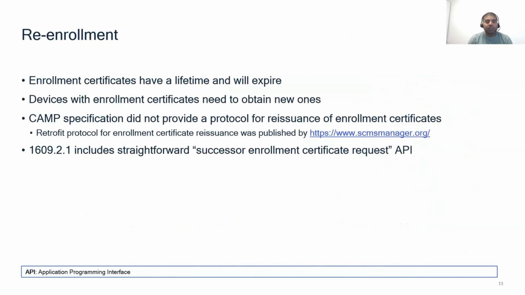The next topic of enhancement in 1609.2.1 is re-enrollment. As you might be aware, enrollment certificates have a lifetime and they expire. So the devices with enrollment certificates need to obtain new ones when the existing enrollment certificates are about to expire. The CAMP specification did not provide a ready protocol for reissuance of enrollment certificates. However, there have been some retrofit protocols designed and published by scmsmanager.org. In 1609.2.1, we include a straightforward mechanism for requesting a successor enrollment certificate through this newly developed API in the standard.